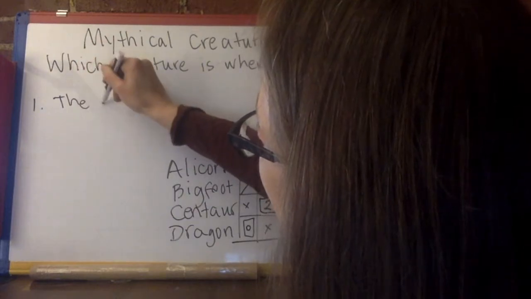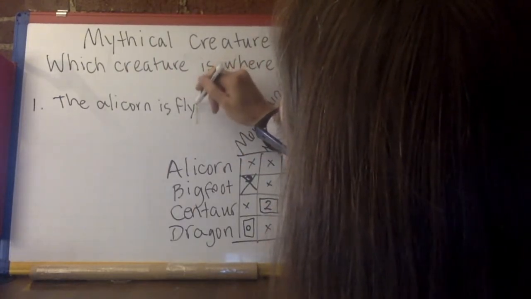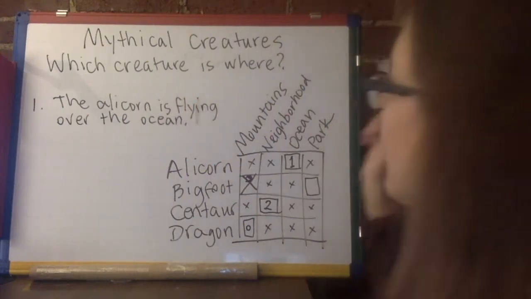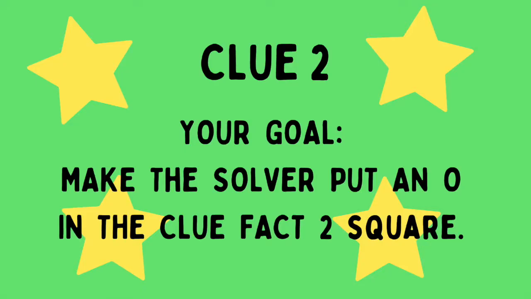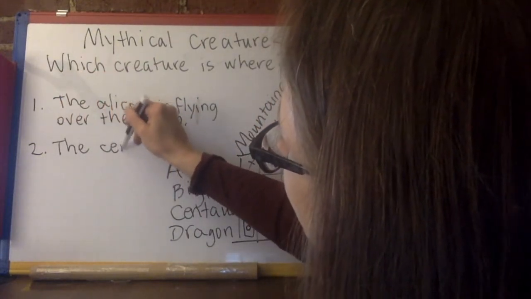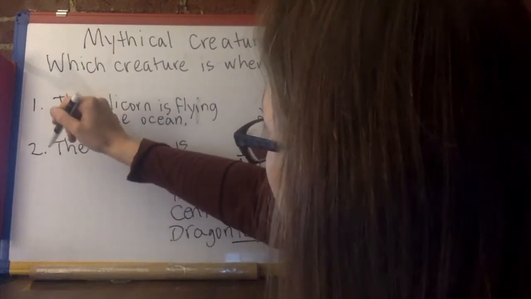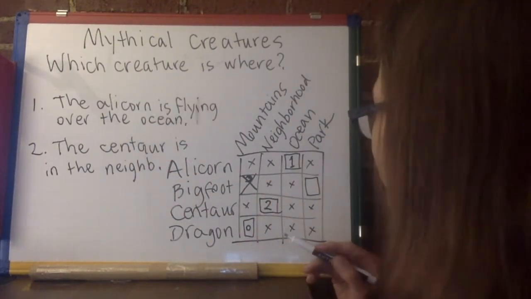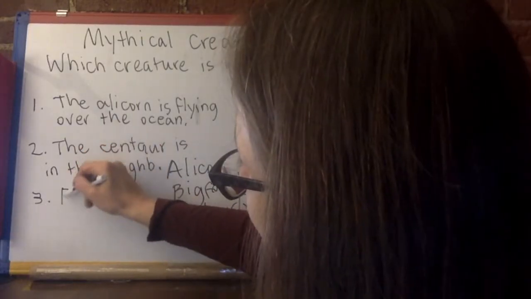The alicorn is flying over the ocean. And when the solver sees this, they'll do what they're supposed to do, and then we're ready for clue 2. Clue 2, we can just say the centaur is in the neighborhood. There are lots of other ways to make clues interesting. I have a video that covers some of these ways, and I'll just abbreviate that. This is just a scratch copy anyway. We'll make it pretty later. And then clue 3, well, that's easy. Bigfoot is not in the mountains.